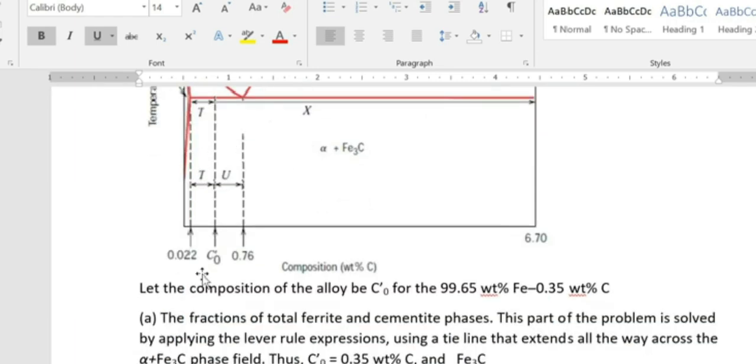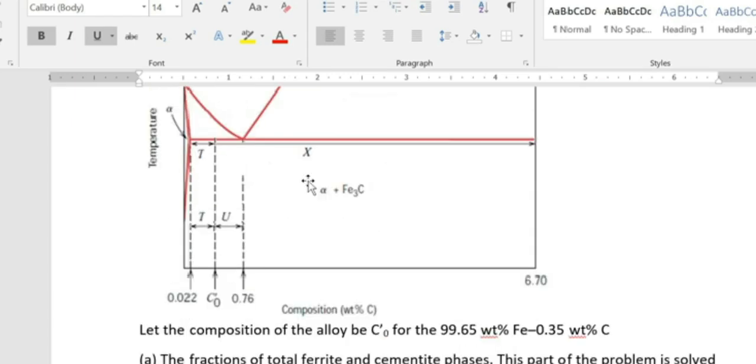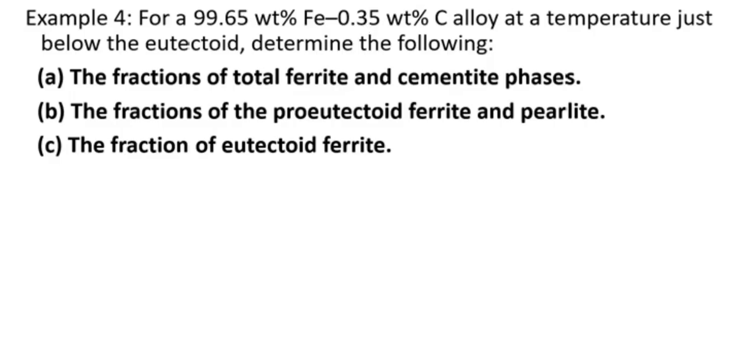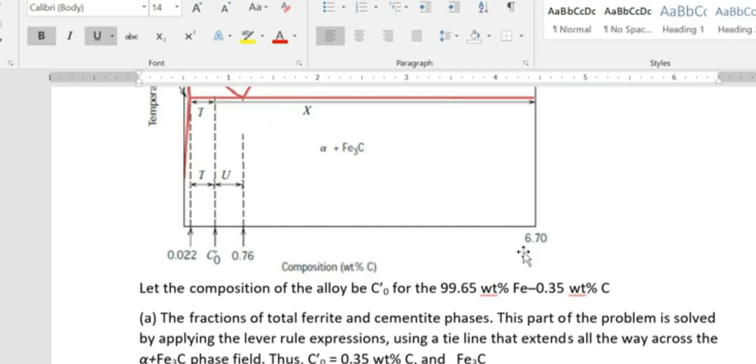Yes, x over the total, and the total is t plus x, the total distance. And you come and estimate your x here. Your x is 6.7 minus what? C naught. And your C naught is given as 0.35, isn't it? Your C naught is given as 0.35. And then you get your total, 6.7 minus 0.022. That's the total, t plus x.